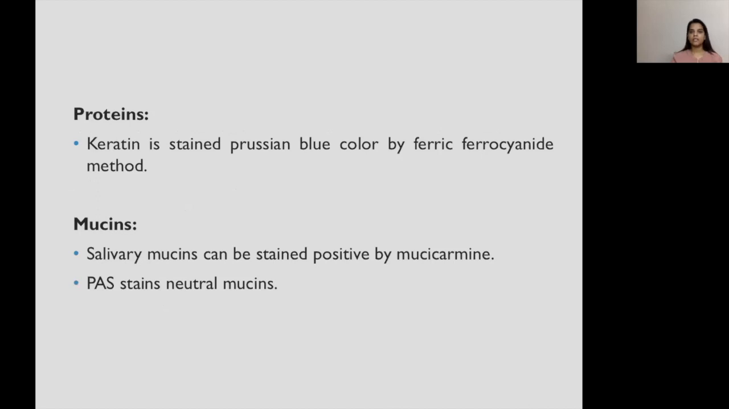Then there are proteins and mucins. Proteins like keratin are stained Prussian blue by the ferric ferricyanide method, and mucins, salivary mucins, can be stained positive by mucicarmine. PAS stains neutral mucins.